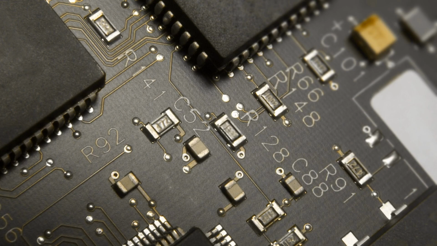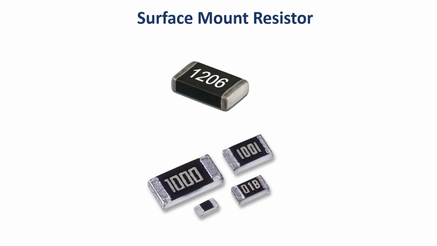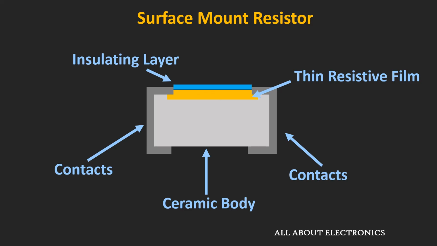Apart from that, you might have observed tiny resistors in various PCBs and motherboards. These tiny little resistors are known as surface mount resistors. Now if you see the internal structure of the surface mount resistor, you will find that on the ceramic body a thin layer of resistive film has been deposited. Generally metal film or metal oxide film is used as the resistive element for this surface mount resistor, and on top of this resistive film a thin insulating layer has been deposited. On both sides of this surface mount resistor you will find metallic contacts, so that this SMD resistor can be soldered on the PCB.